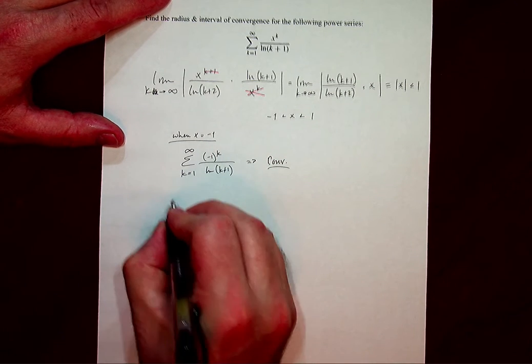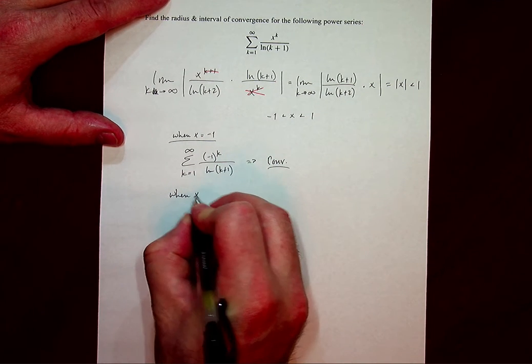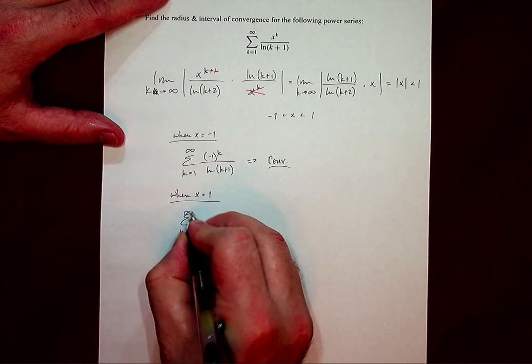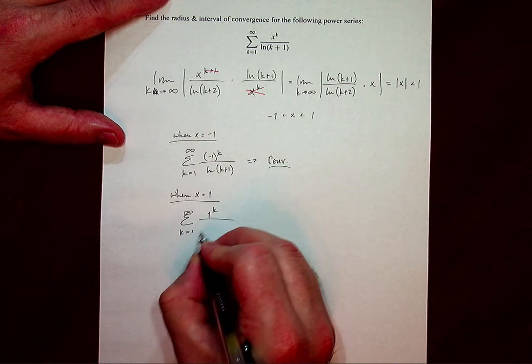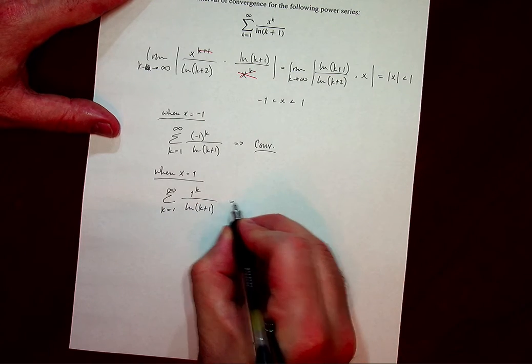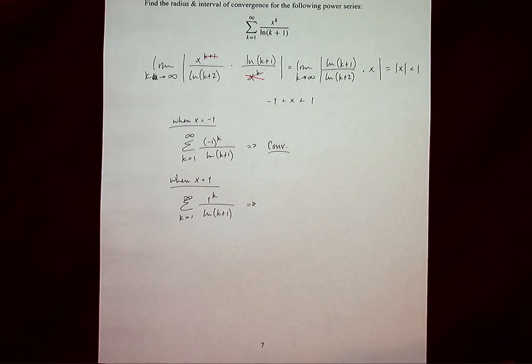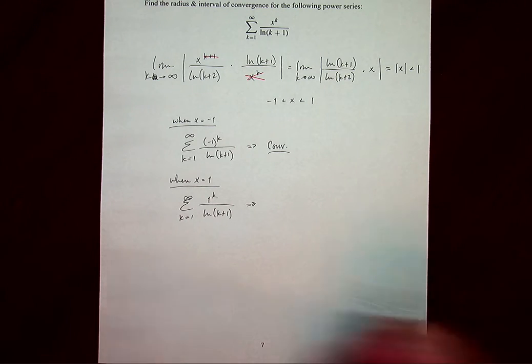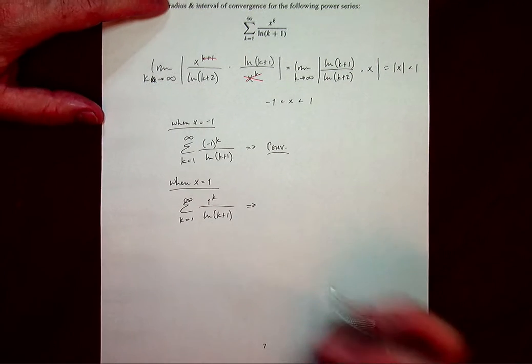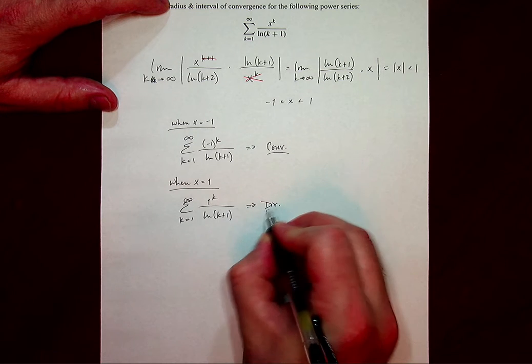Now, when x is equal to 1, we don't have a convergent series because we get 1 to the k over natural log of k plus 1. Just like previous problems, we can compare that to a p-series, either by direct comparison or limit comparison, and recognize that the harmonic series is divergent, and this is even less aggressive than just straight up k, so this of course is going to be divergent.